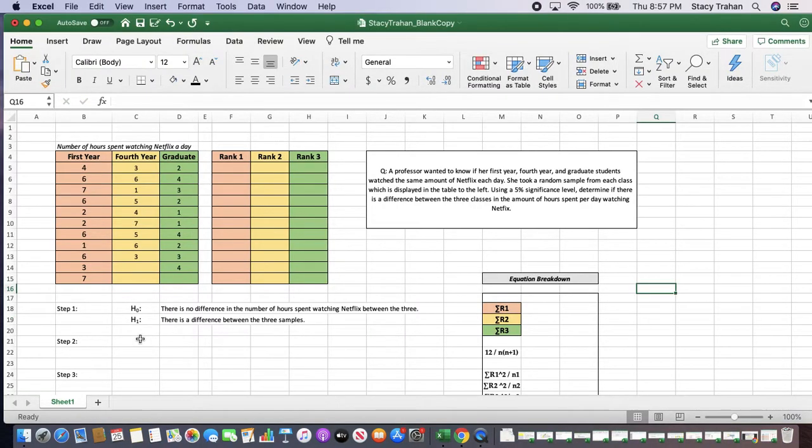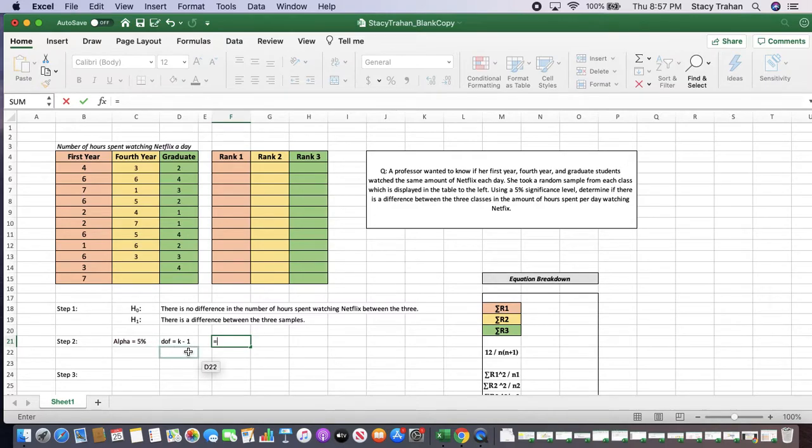Next, we get the significance level, which is right in the question, so we know that it is going to be 5%. And while we're at it, we will do the degrees of freedom, which we know is k minus 1. And that k, there is 3 separate samples, so 3 minus 1. And that is 2, so that is our degrees of freedom.